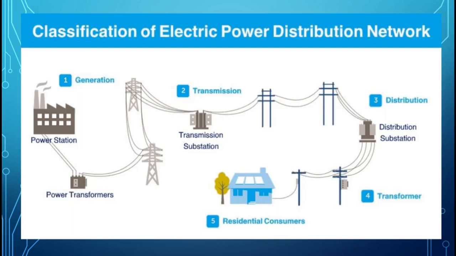This is the classification of the electric power distribution network. Number 1, we have generation, and for generation we have power stations and power transformers. And next, transmission, where there are transmission substations. And number 3, we have distribution substations. Number 4, transformers. And last, residential consumers.